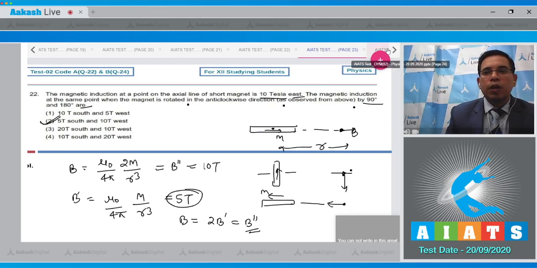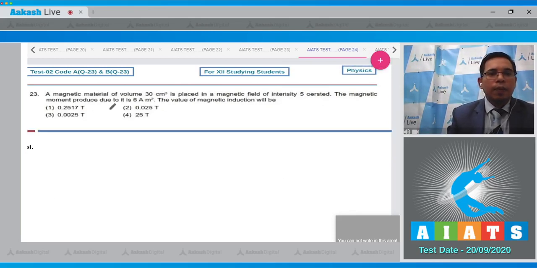Now move to question number 23, which states that a magnetic material of volume 30 cm cube is placed in a magnetic field of intensity 5 oersted. The magnetic moment produced is 6 ampere meter square. The value of magnetic field induction will be.